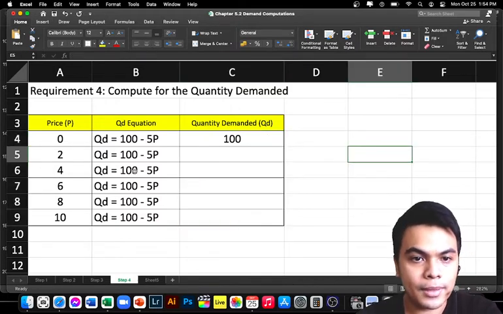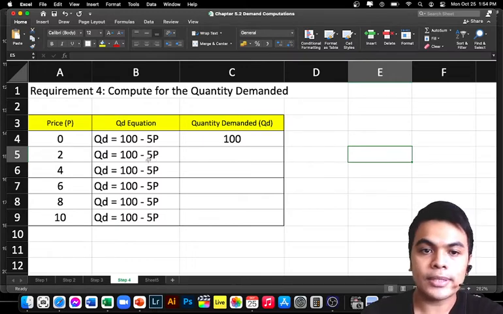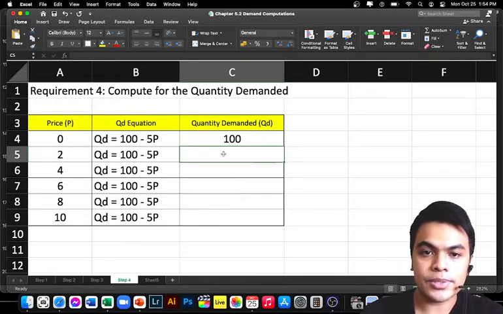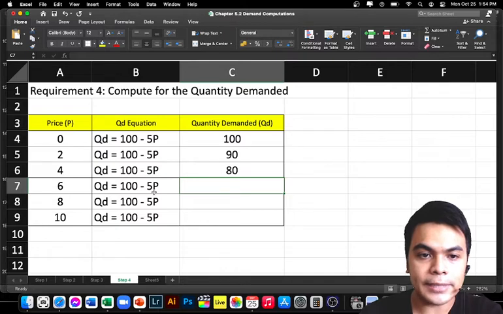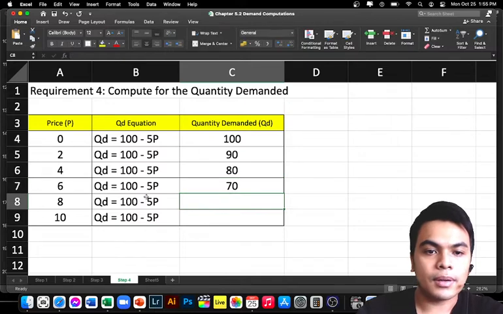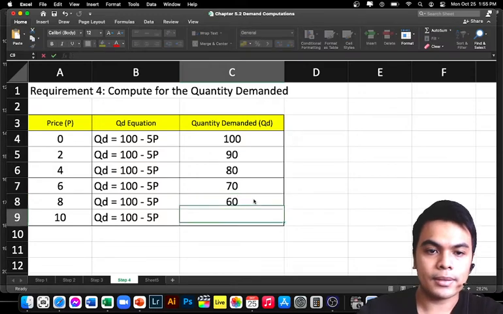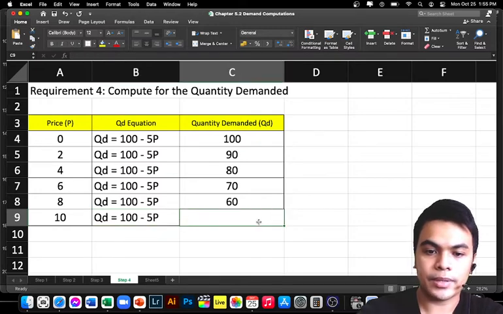Okay, how about this one? So, let's substitute P sa 2. So, that is 5 times 2, 10. 100 minus 10 is 90. About this one, 5 times 4, that is 20. 100 minus 20 is 80. For 6, 5 times 6, ilan yun? 30. 100 minus 30 is 70. 5 times 8, that is 40. 100 minus 40 is 60. And 5 times 10 is 50. 100 minus 50 is 50.